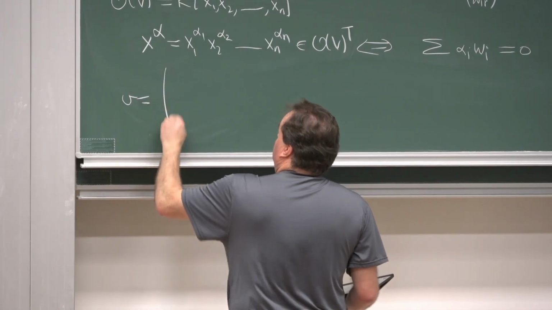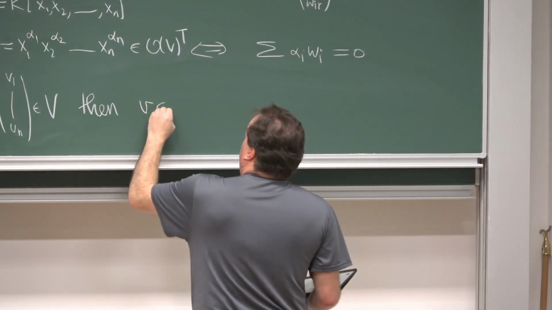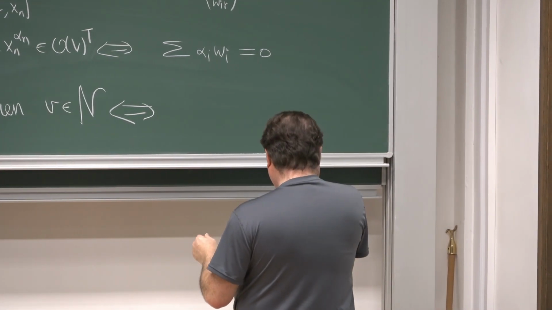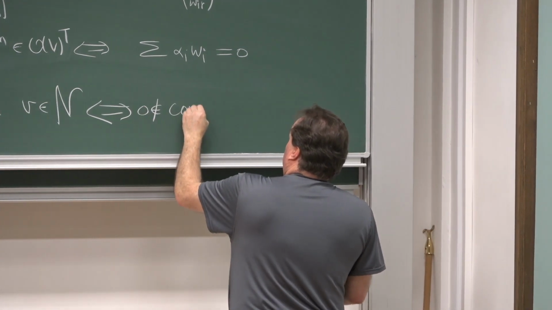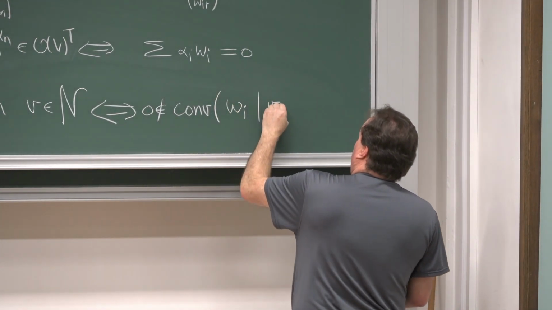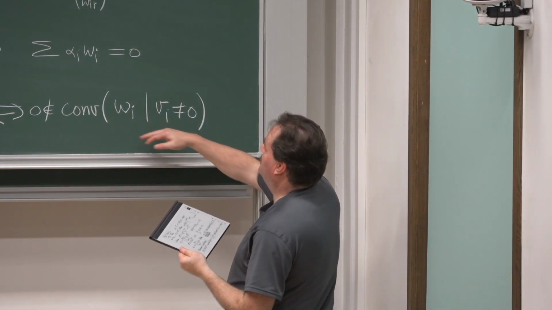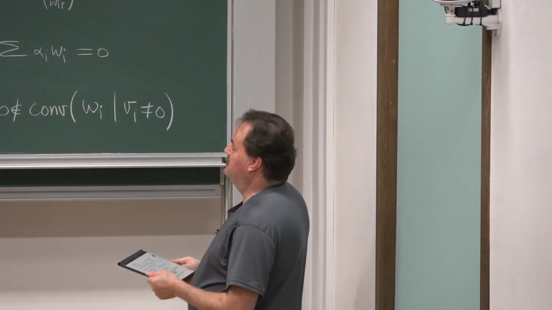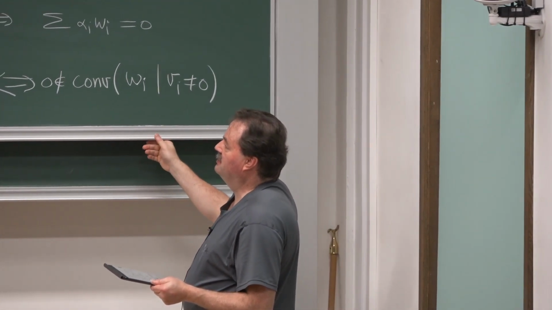If we have some vector, say v1 up to vn in V, then this lies in the null cone if and only if 0 does not lie in the convex hull of all the weights ωi for which vi is not equal to 0. So that's the support of this vector v. If you take the convex hull of that and it doesn't contain 0, then there's a one parameter subgroup that sends this v to 0, which means it lies in the null cone.